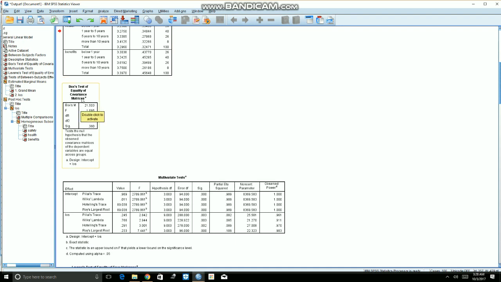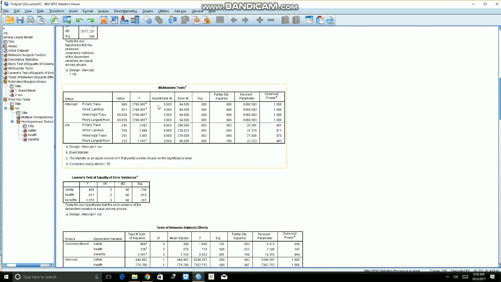Now we will see the Box's test of equality of covariance matrices. Think of it as the homogeneity test of variances. It is not violated since the level of significance is more than 0.05. In this test, the significance is 0.360, so it's not violated since it is more than 0.05, as I repeated from the other test.